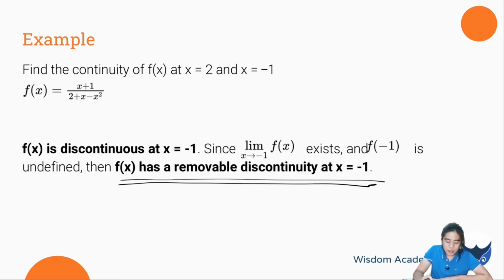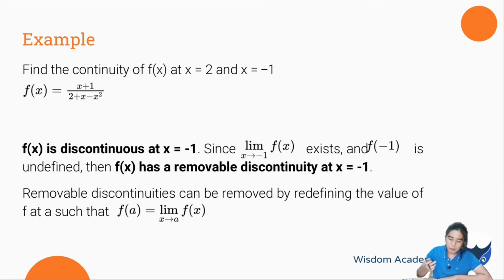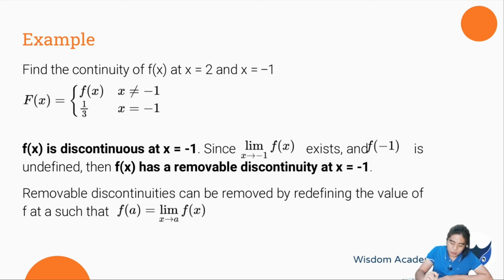For removable discontinuity, nabanggit ko kanina na tinawag siyang removable kasi pwede natin tanggalin yung discontinuity na yun by redefining the value of f such that f of a is equals to the limit of f of x as x approaches a. So, since alam natin na 1/3 yung value niya dito, so we will redefine this such that at x equals to negative 1, the value of f of x is 1/3. So, magiging ganito siya.